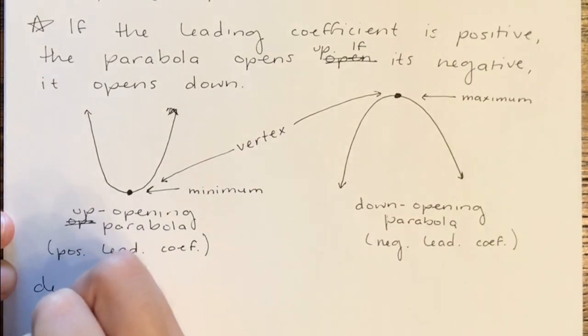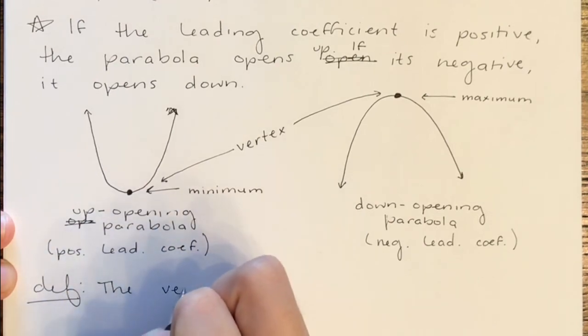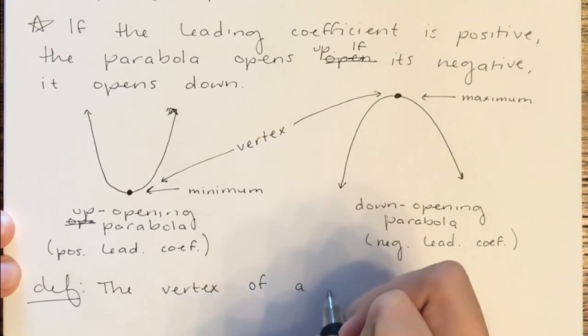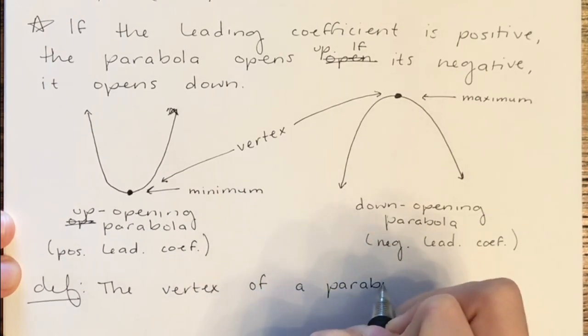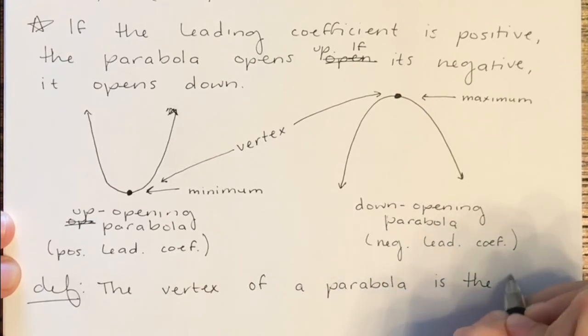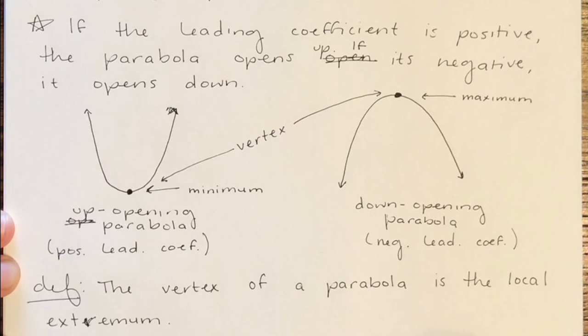Let's write down the definition here. The vertex of a parabola is the local extremum. For an up opening parabola, it's the local minimum. For a down opening parabola, it's the local maximum.